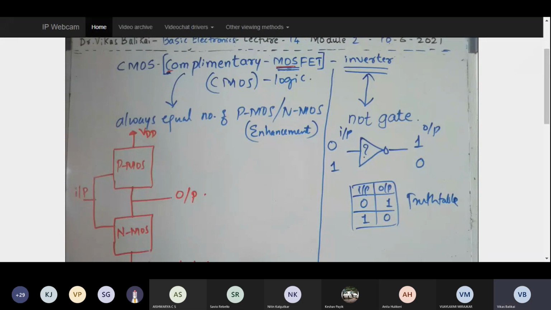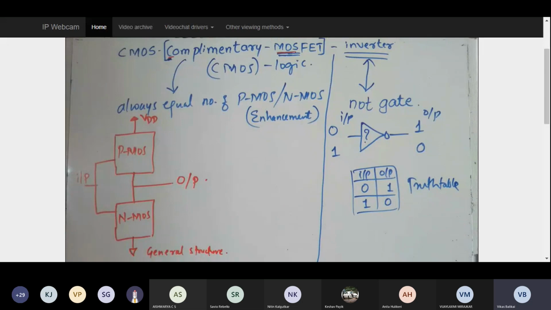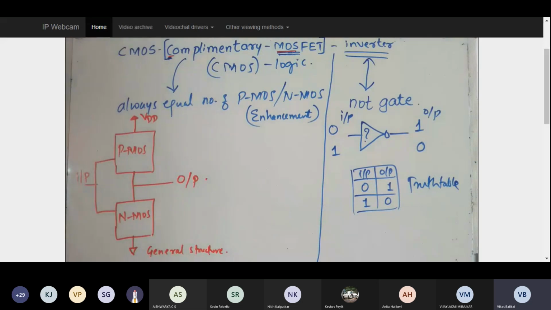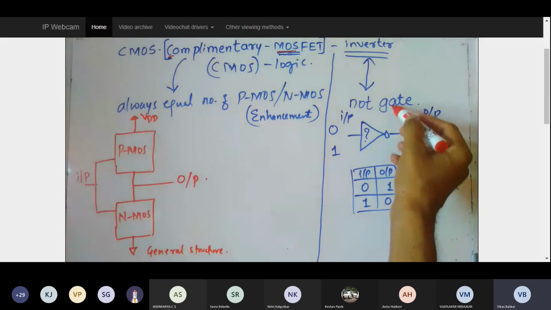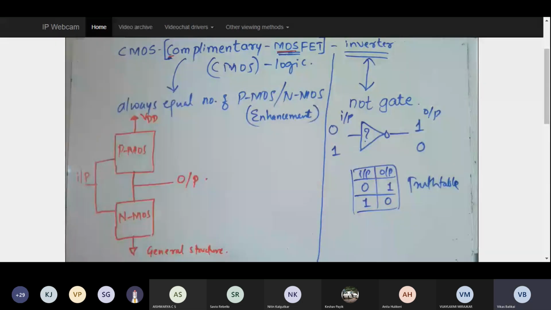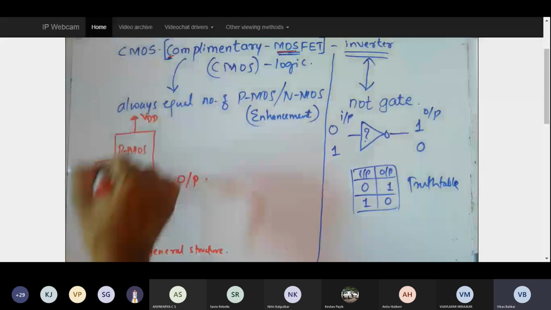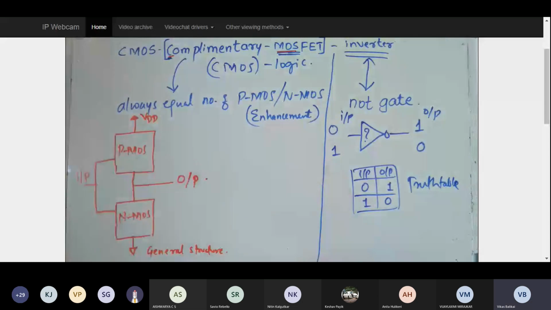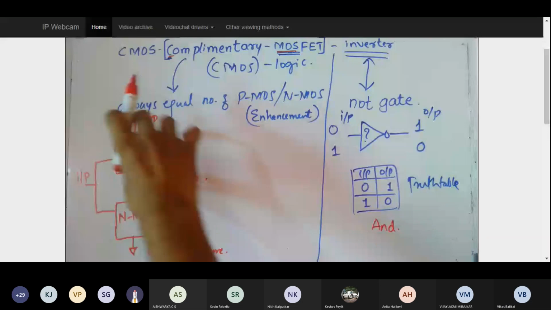This general structure is going to remain for whatever logic, application or circuit you are going to build. If I have to build a NOT gate, my entire circuit will look this way only. In the sense, when building a NOT gate, however many PMOS are needed, I will put them all here, and however many NMOS are needed, I will put them all here. And if I want to build an AND gate, however many PMOS are needed, I'll put them all here, and however many NMOS are needed for the AND gate, I'll put them all here. So my general structure will always remain the same; it won't change.